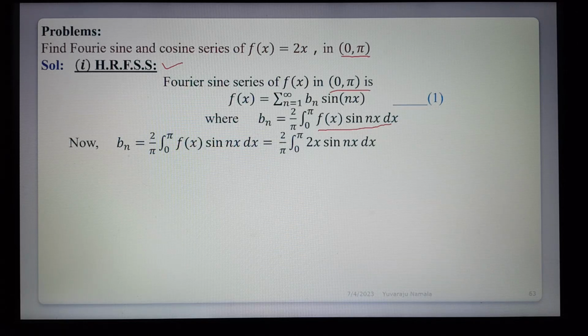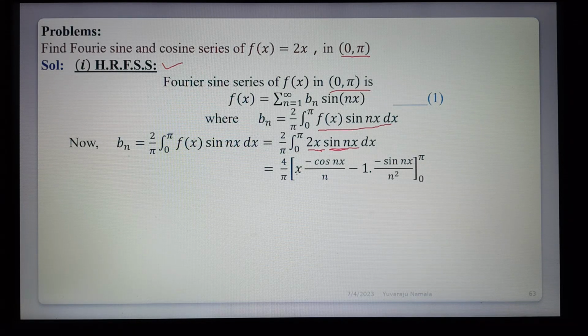Now finding bn, which is equal to 2 by pi integration 0 to pi of f of x, replacing it with the given function 2x, into sin nx dx. We use integration by parts, the u into v method. Taking 2 common, we get 4 by pi integration of x sin nx, right?